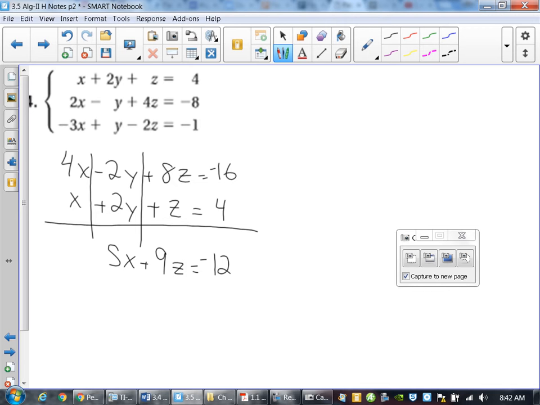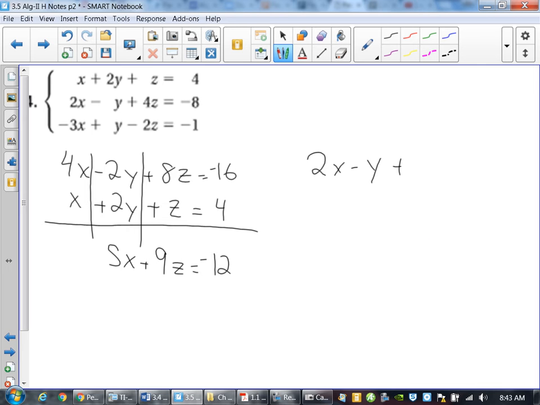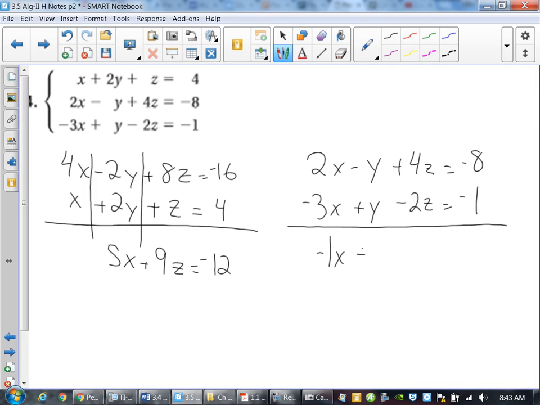So then if I do the same basic idea, I don't have to do any scalar multiplying to eliminate the y values between the second and the third ones. So I'm just going to rewrite. And I'm going to get, let's see, 2x minus y plus 4z is negative 8. Negative 3x plus y minus 2z is negative 1. And again, what I'm going to wind up doing here is just going to add them together. So negative 1x plus 2z is negative 9. Everybody okay with that?